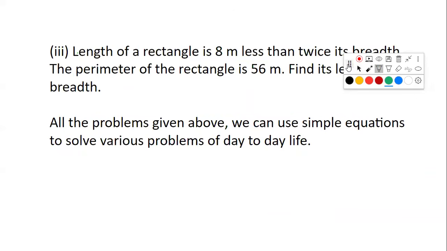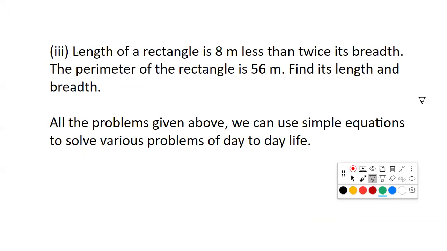Okay, so try one more before we do more questions on this. Length of a rectangle is 8 meters less than twice its breadth. The perimeter of the rectangle is 56. Find the length and the breadth.